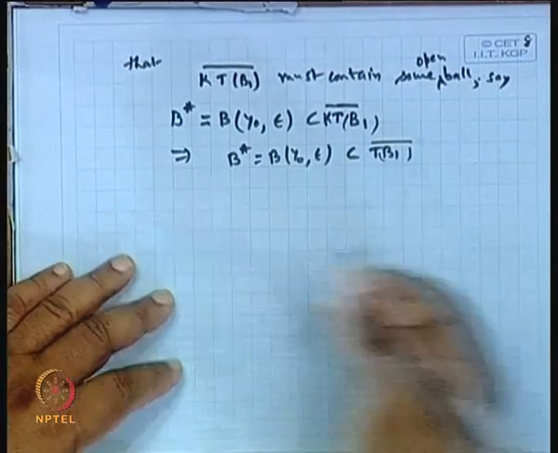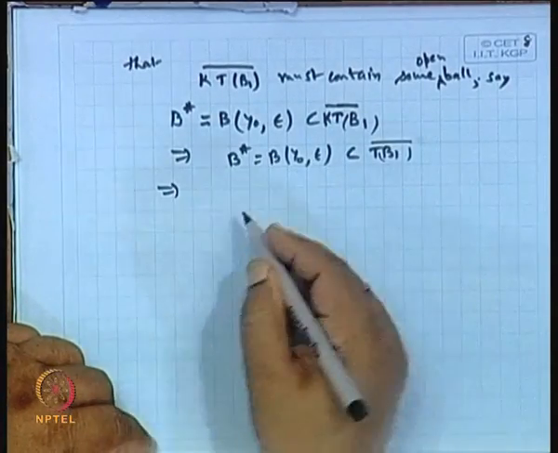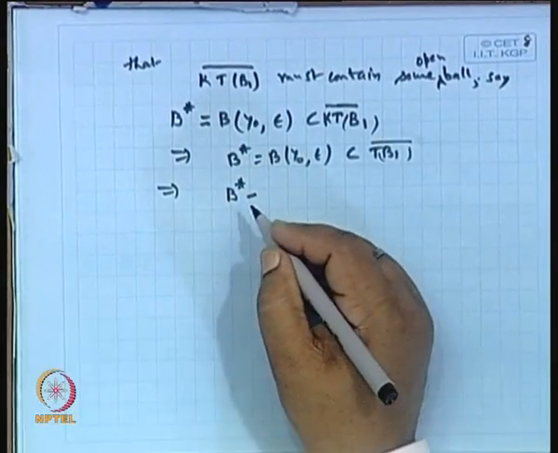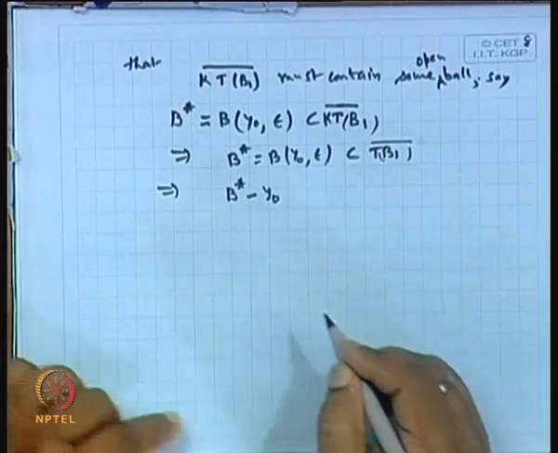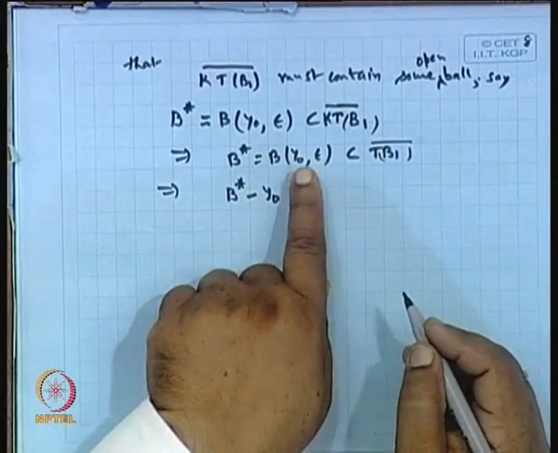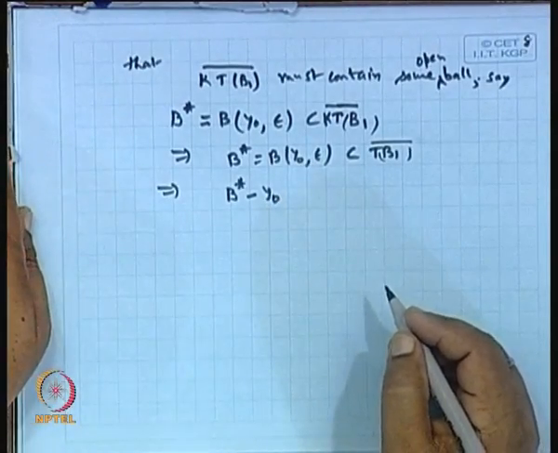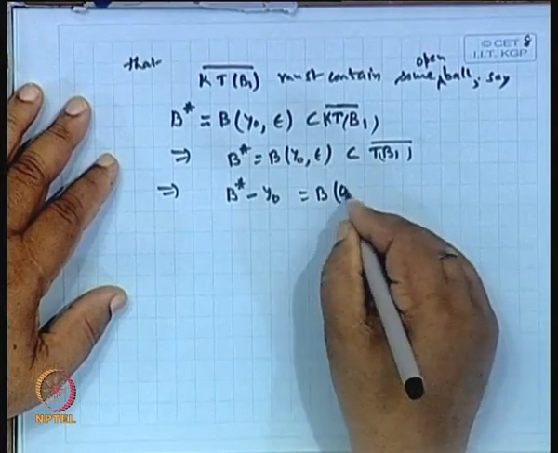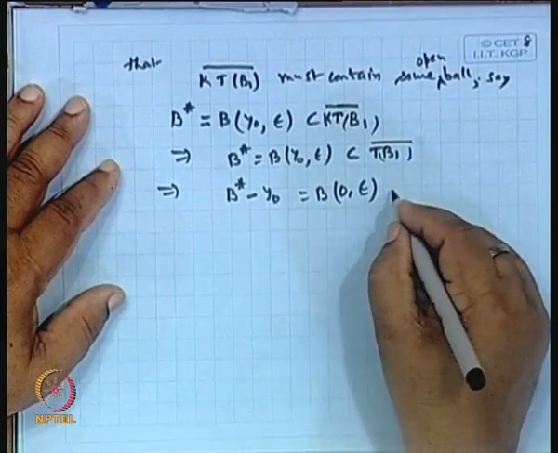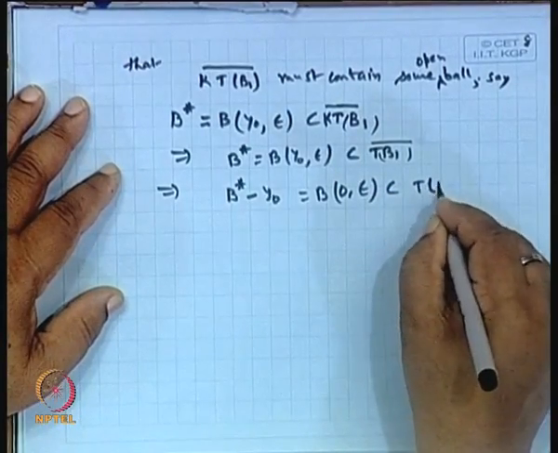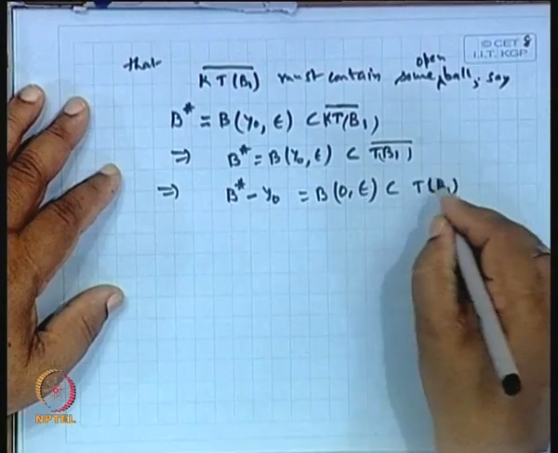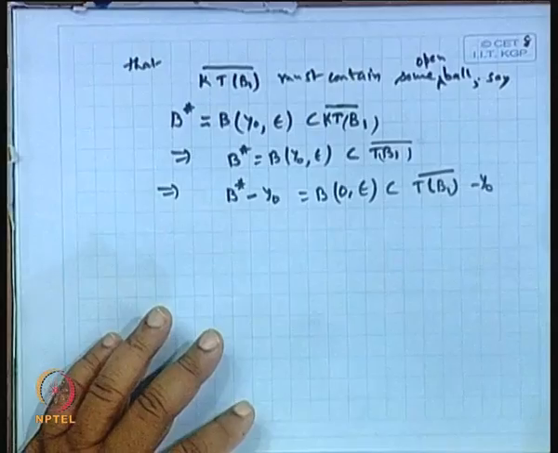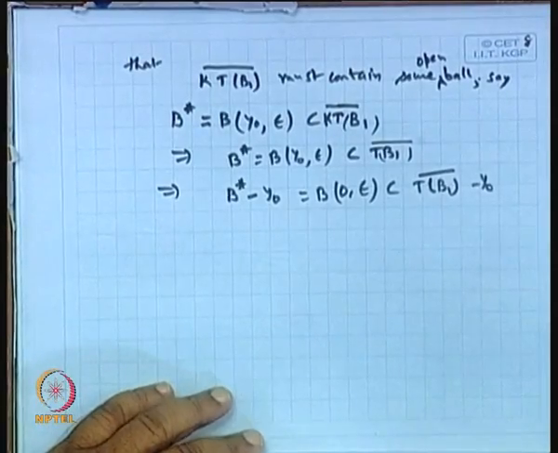Now it follows that if I take a linear transformation, transferring this set from y naught to the origin, then B star minus y naught will contain a ball centered at 0 with radius epsilon in T B 1 closure minus y naught. This is also just by extension. So this shows the first step.